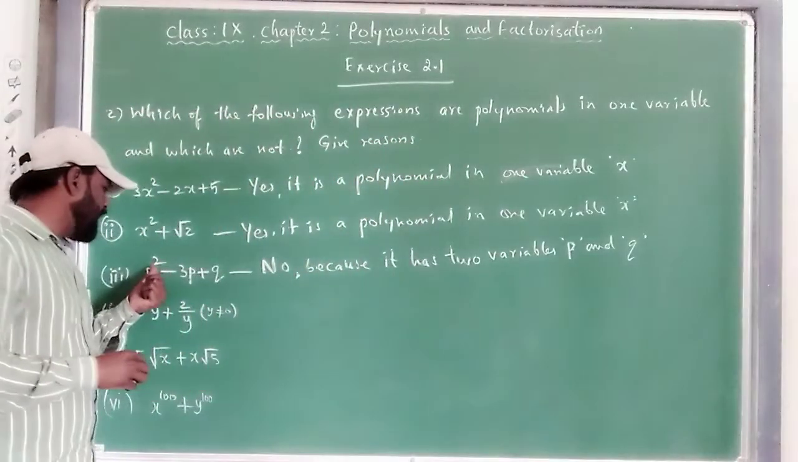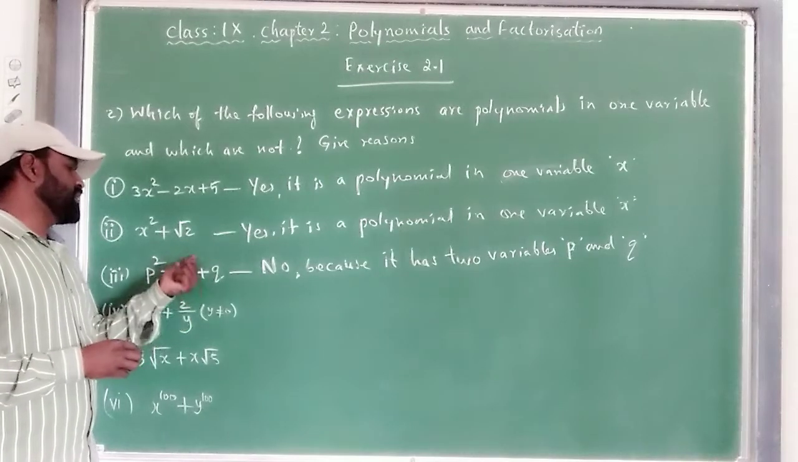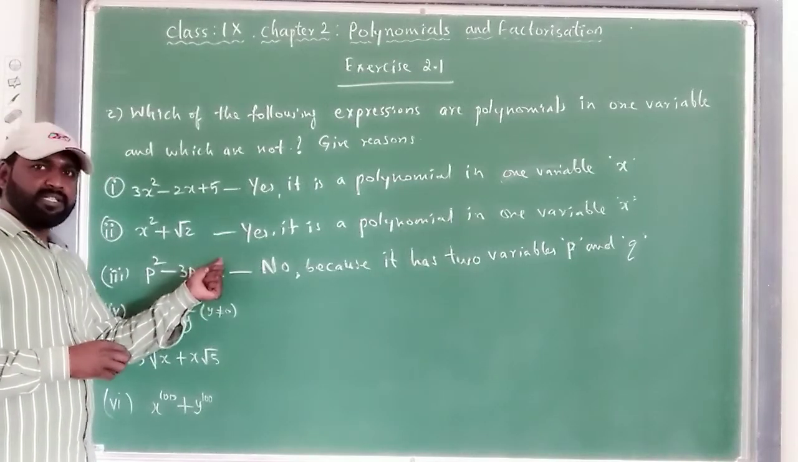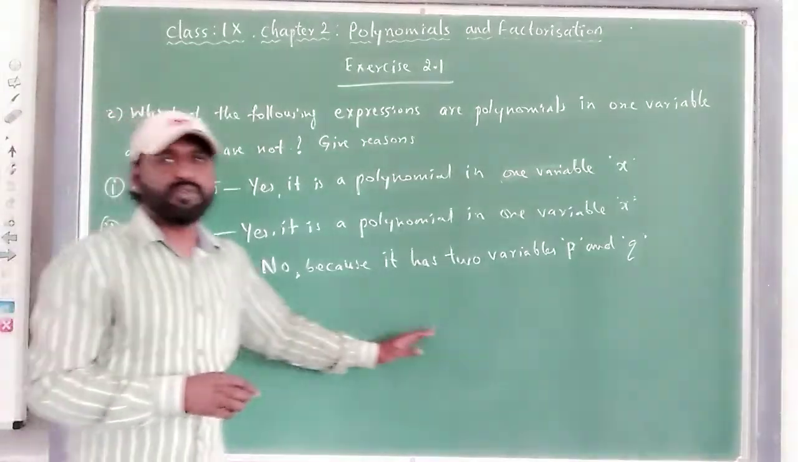Of course, the degree of the first term is positive integer. Degree of the second term also positive integer, degree of the third term also positive integer only. But there involve two variables. That is why we are writing it as no.